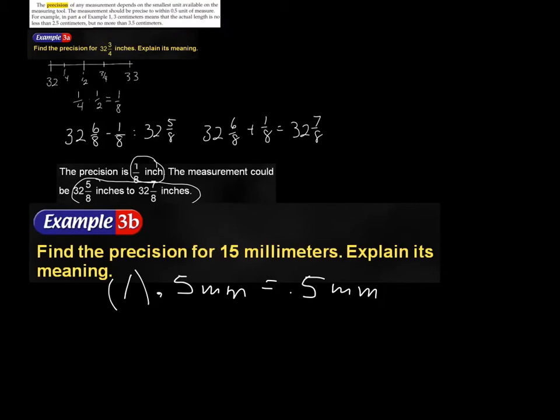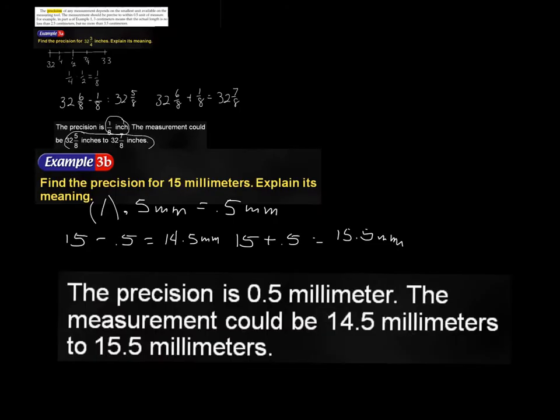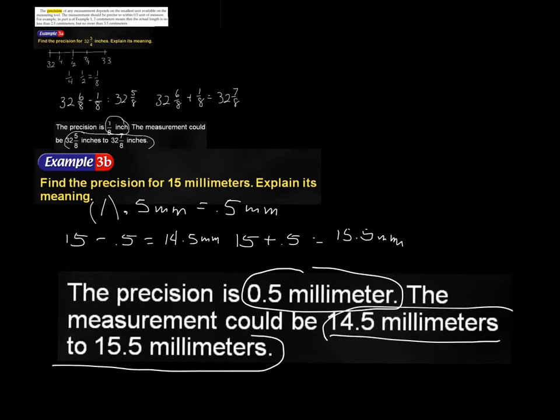Explain its meaning, so now we're going to do our addition subtraction bit. So if we subtract 15 minus half a millimeter, or 0.5 millimeters, it's going to be 14.5 millimeters. And if we add, obviously, 15.5 millimeters. I'll let you have the nice typed version here. So the short answer is the precision is 0.5 millimeters, and the measurement, so our explain, could be from 14.5 millimeters to 15.5 millimeters.